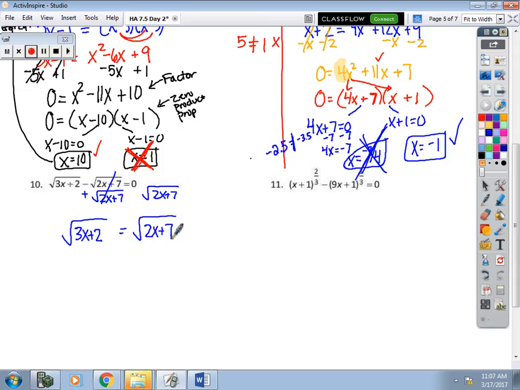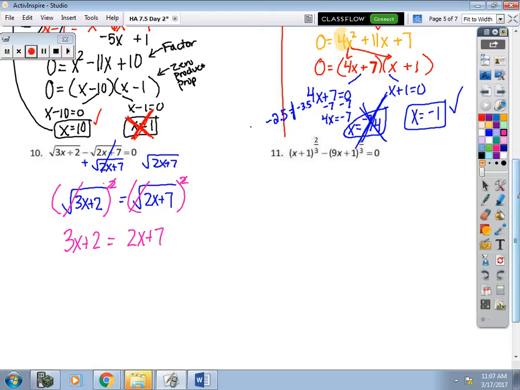Whenever you add that to 0, it just stays the square root of 2x plus 7. Now I will undo a square root by squaring both sides. Those will get rid of the radicals, leaving me with just what's underneath them. And this one is something you're going to like to see. There's no quadratic term, so you don't have to factor this one. We're just going to solve for x.